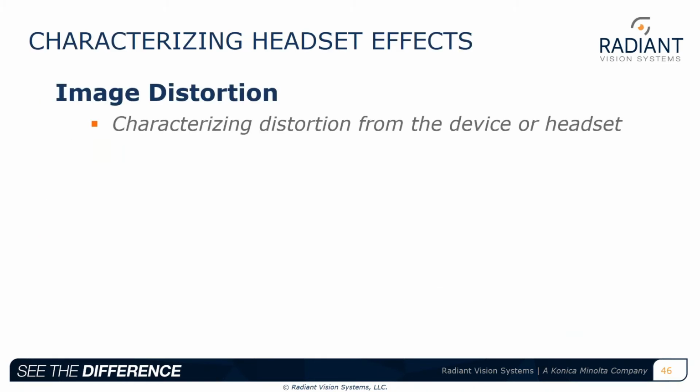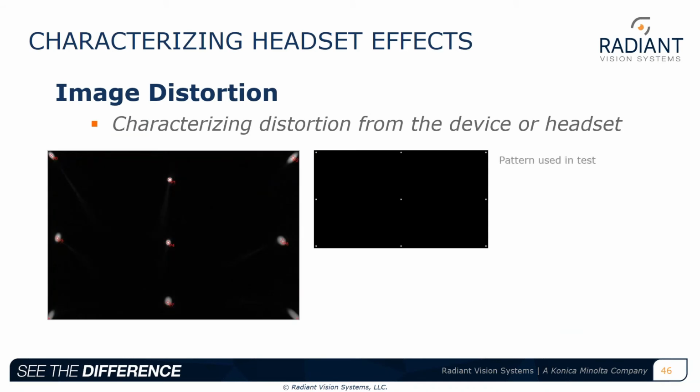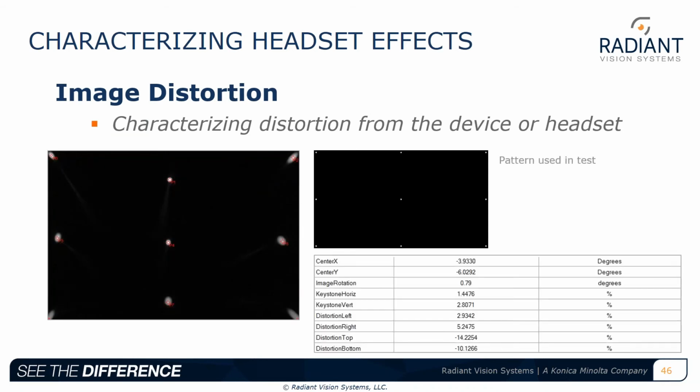Okay, various headset effects that can occur. Distortion certainly is interesting to understand and characterize. That could potentially help you understand the alignment of the system. And it also might be interesting to characterize the distortion of different colors to see if there's any kind of chromatic aberration associated with the system.